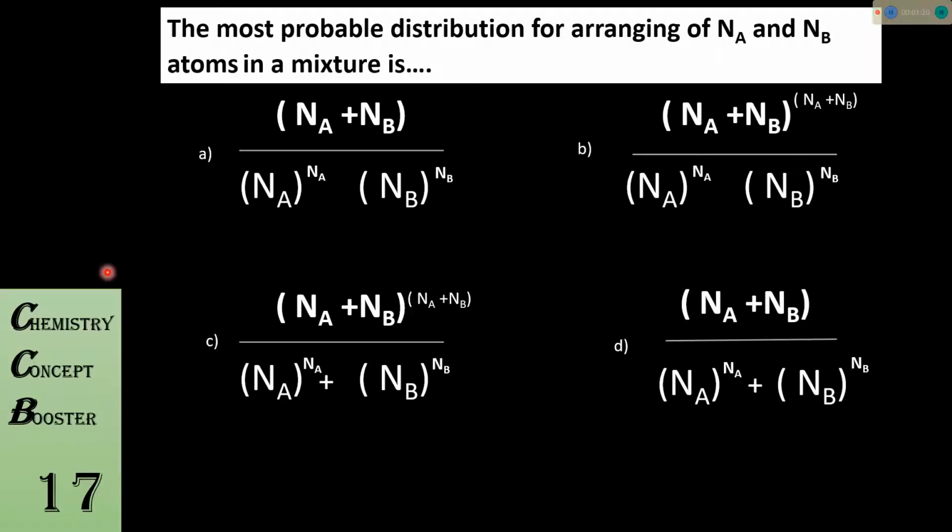So in this question, Chemistry Concept Booster 17, we already uploaded 3 questions, and there we discussed 16 questions, 6 from physical chemistry and 10 from organic chemistry. So this is Chemistry Concept Booster 17. The question: the most probable distribution for arranging Na and Nb atoms in a mixture is. There are two types of atoms, A atoms and B atoms. The number of A atoms is Na and the number of B atoms is Nb.